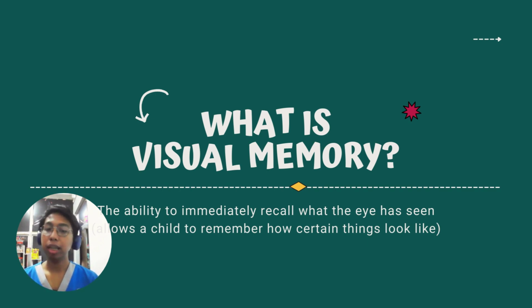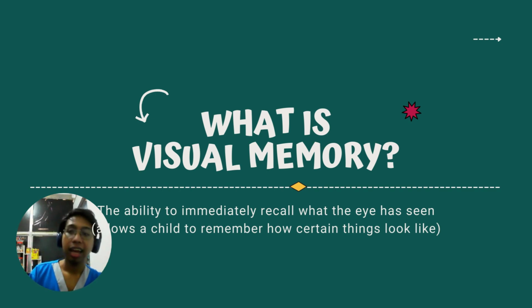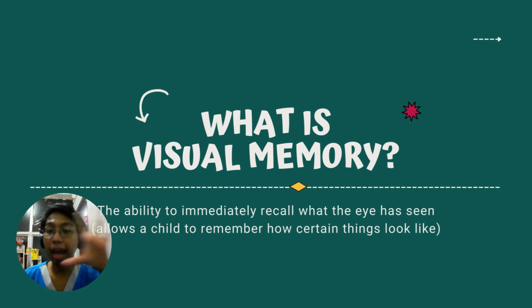It's the ability to immediately recall what the eye has seen. It shows a child's ability to remember how certain things look like. In other words, it is the ability to recall the things that we have seen, and to retrace information from short-term and long-term memory storage about things that happen in our daily life or what we have seen. For example, I remember that I saw a cat during the evening, that black furry cat. That's an example of visual memory.